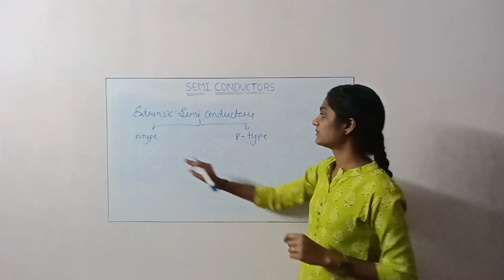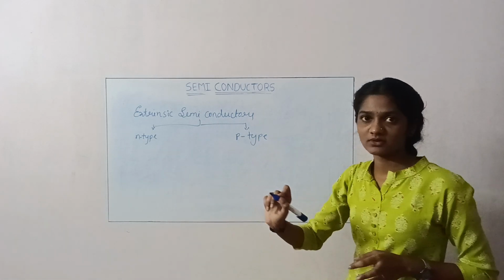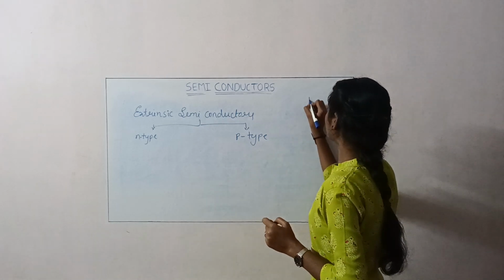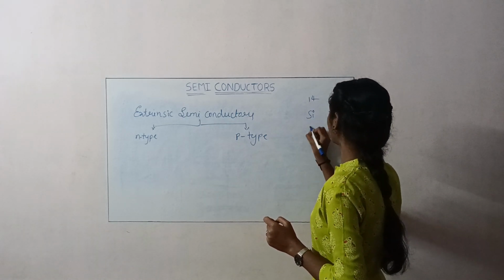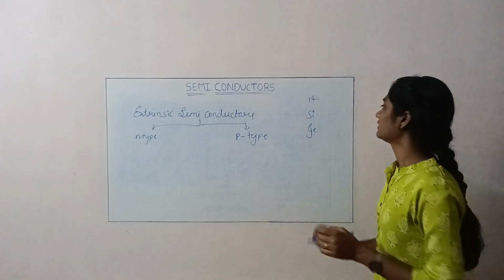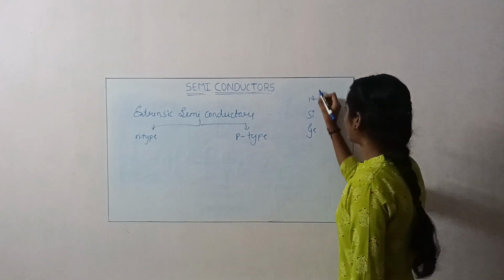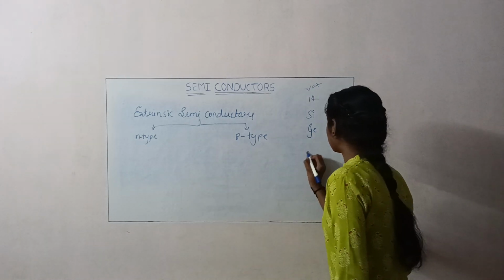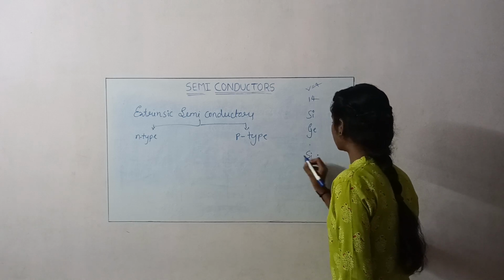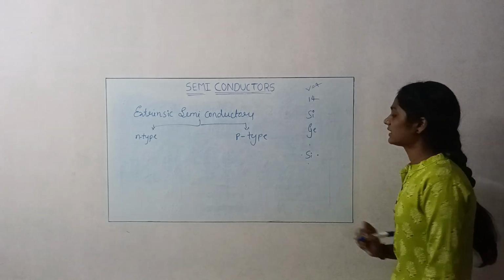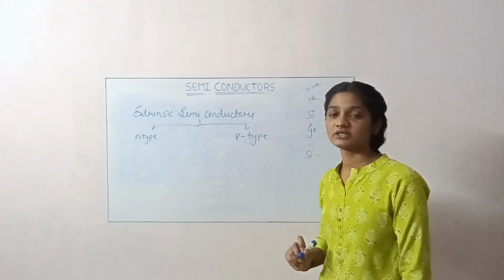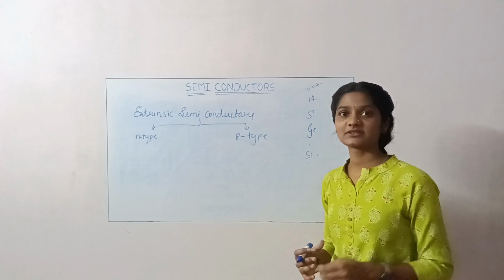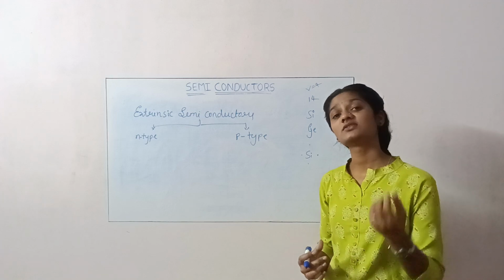Before going to this, in the periodic table we have the semiconductors in the 14th group, that is silicon and germanium. The valency is 4. Let us take silicon, which has a valency of 4. We know the octet rule, right? Every element in nature wants to be stable by following the octet rule, means the valency should be 8. Then only it will be stable.